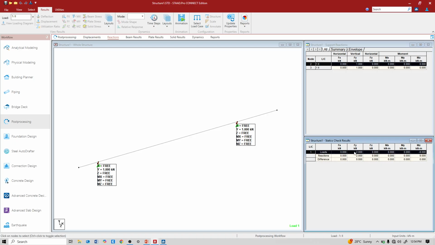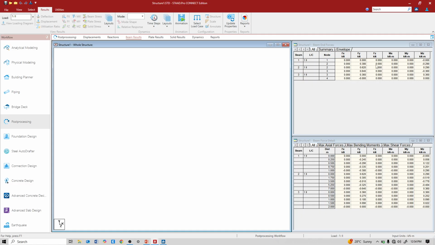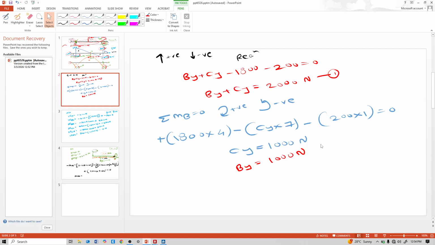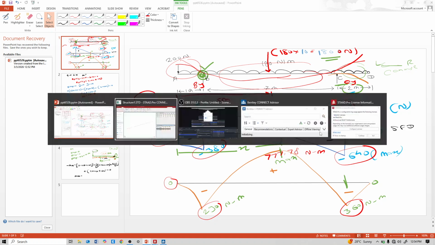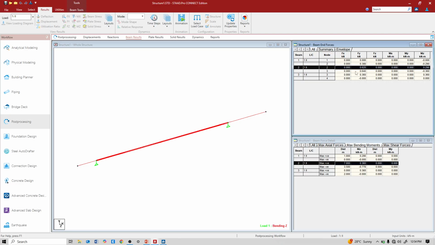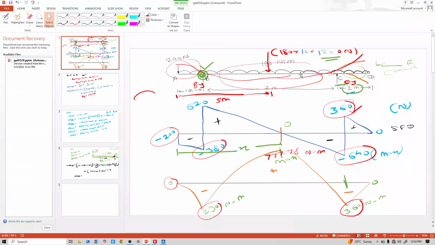See, what is this, loads. See beam results: maximum bending moment Mz 0.778. Yes, 0.778. And Fy is 640 here.